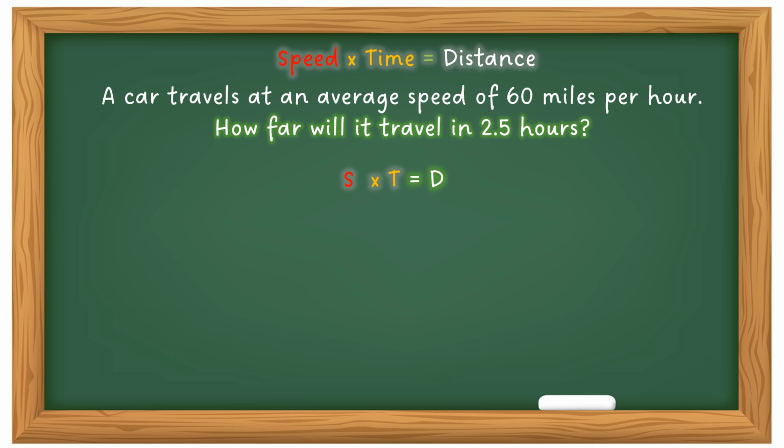So you can see all we're doing is writing down the formula, S times T equals D. You take the numbers from the question and slot them in where they fit within the formula. So 60 multiplied by 2.5 equals the answer. You get your calculator out and do the calculation: 60 times 2.5 equals 150 miles. Makes sense.